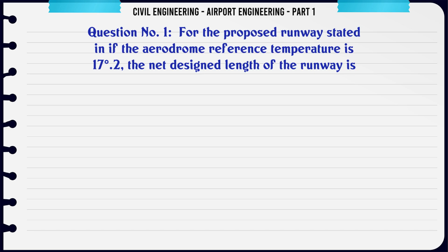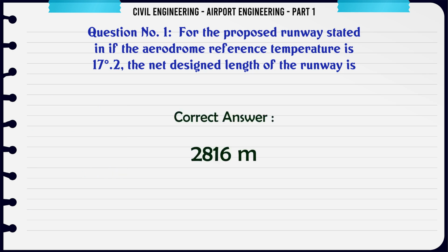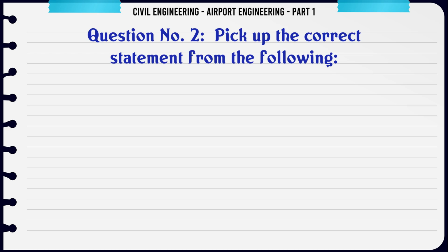For the proposed runway stated, if the aerodrome reference temperature is 17.2°, the net designed length of the runway is A. 2716 m, B. 2816 m, C. 2916 m, D. 3016 m. The correct answer is 2816 m.